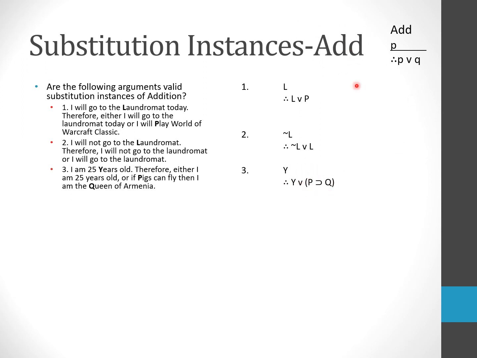What's also important with addition is that whatever you create or slap on as the other disjunct can be as simple or as complex as you need. So for this, I completely created a conditional that has nothing to do with reality. But it's still a valid inference because I'm still 25 years old. It's totally true that either I'm 25 years old or if pigs can fly, then I'm the Queen of Armenia. Whether or not this is true or false doesn't matter because Y is true. And if it appears in a proof, we know that it's true.